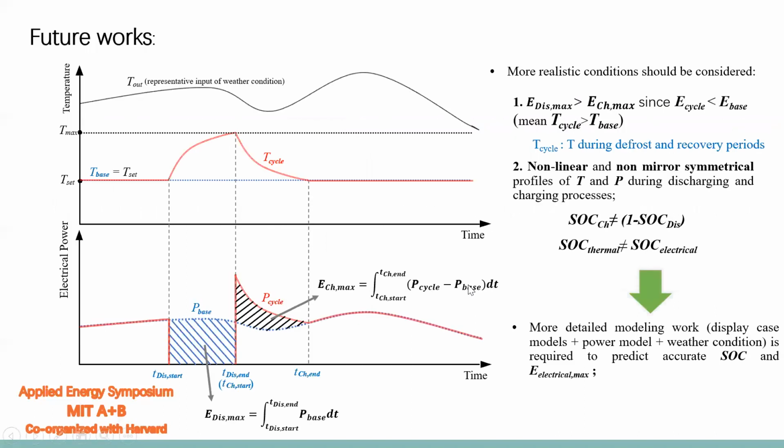In the future, we will consider more realistic conditions. For example, maximum charge and discharge electric energy are not equivalent. Meanwhile, both temperature and power profiles are not linear and not mirror symmetrical, so the thermal SOC is not the same as the electrical SOC. Therefore, we need to do more detailed modeling work to generate a more accurate BEM.